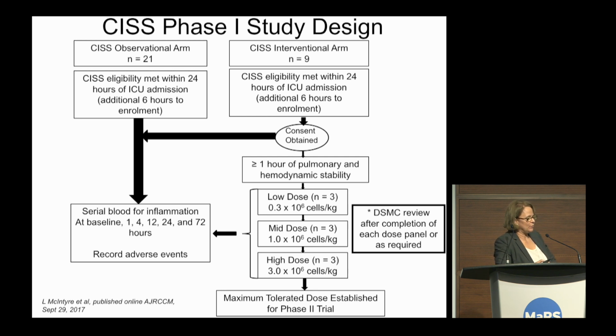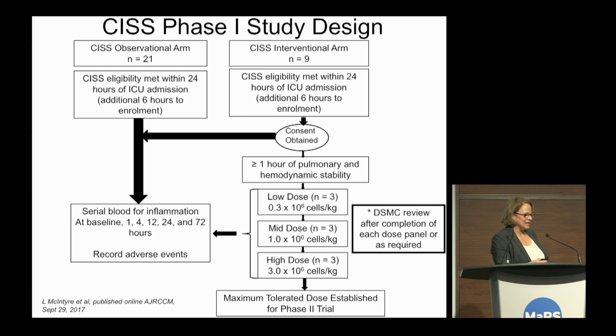And then we came up with our maximum tolerated dose for our phase 2 trial on the basis of the high dose and the absence of any dose-limiting toxicities, i.e. criteria to suspend the trial, that has given us the impetus to go forward to phase 2. We're really happy to say that we just had that paper published last week, yay, in the American Journal of Respiratory and Critical Care Medicine.